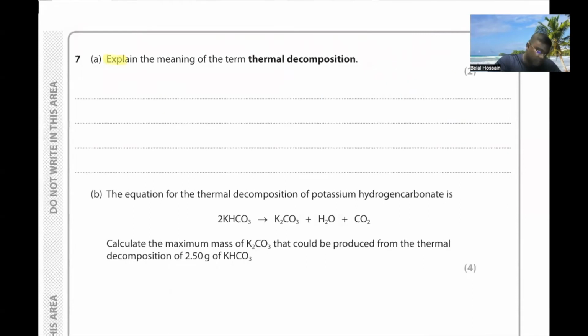Question number 7. Explain the meaning of the term thermal decomposition. So basically the term thermal decomposition refers to breaking up of a particular compound or a substance. But in this case, since we are going to use thermal, we'll have to do it by heating.